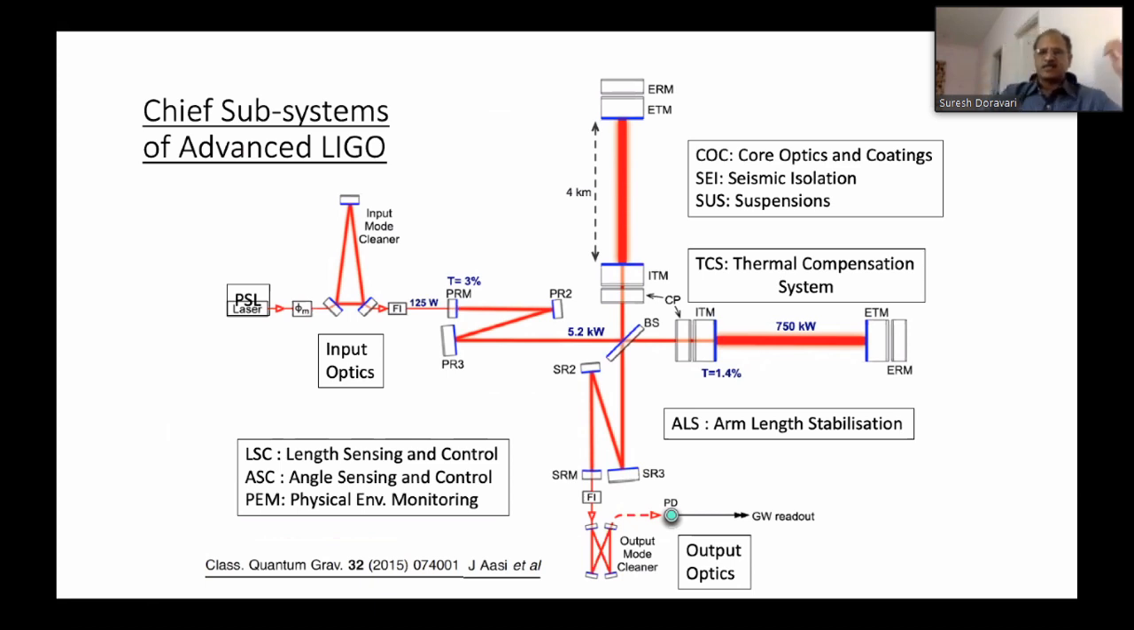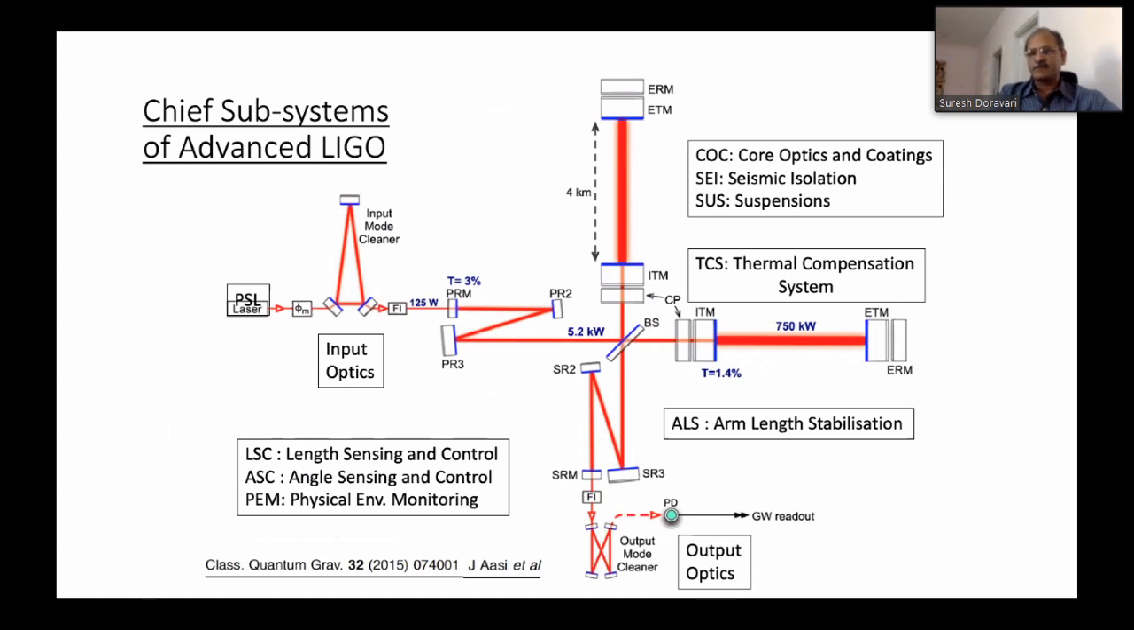It's a specialized field in itself. In the next few slides, I will show you how good these optics are. Then we have seismic isolation. Once again, as I said, the mirror displacement has to be of the order of 10 to the minus 18 meters for us to be able to see it. That means the ground shake should not shake the mirror.